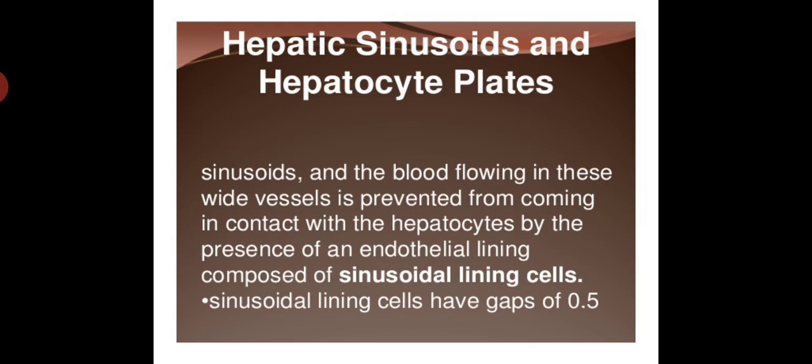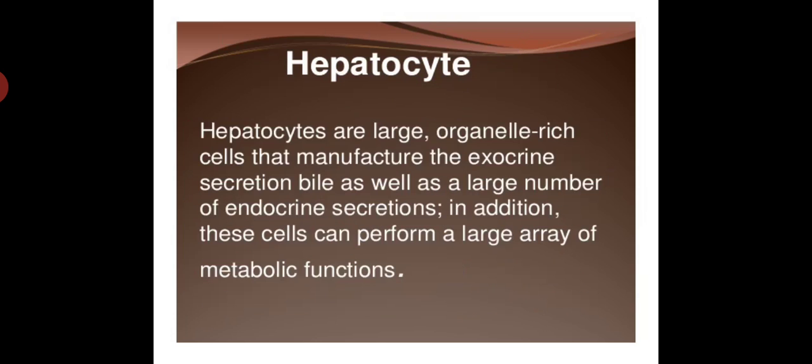And the blood flowing in these wide vessels is prevented from coming in contact with the hepatocytes by the presence of an endothelial lining composed of sinusoid lining cells. Sinusoidal lining cells have gaps of 0.5 microns. Coming to hepatocytes, as I said earlier, the cells of the liver are called hepatocytes or hepatic cells. These are large organelle-rich cells that manufacture the exocrine secretion bile as well as a large number of endocrine secretions. In addition, these cells can perform a large array of metabolic functions.